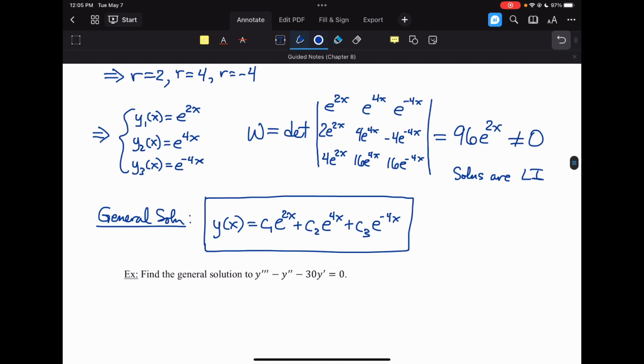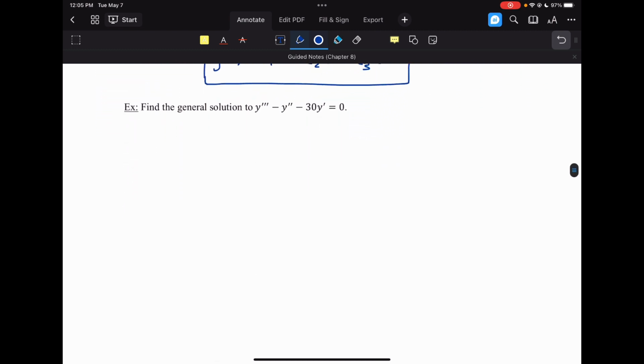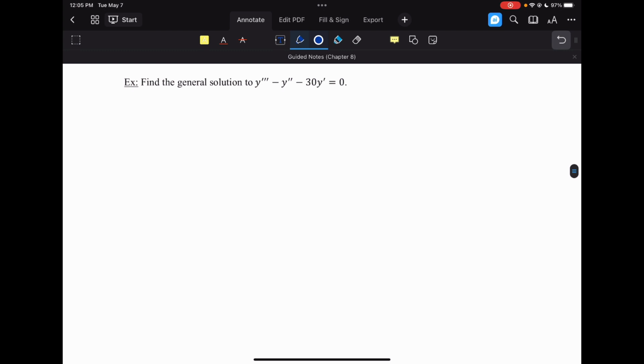Let's take a look at another example. Find the general solution to this differential equation: y triple prime minus y double prime minus 30y prime equals 0. If we translate that into our derivative operator notation, that's D cubed minus D squared minus 30D of y equals 0.